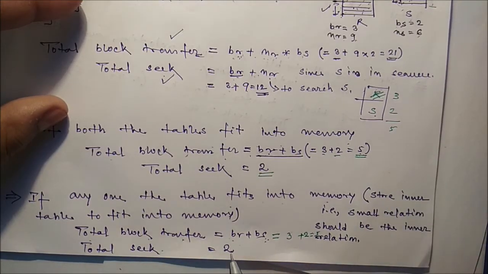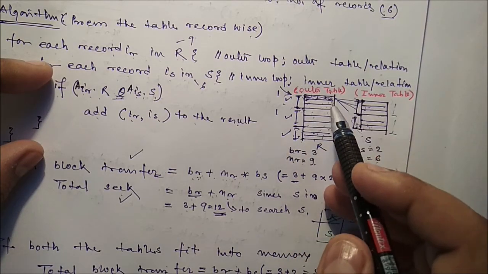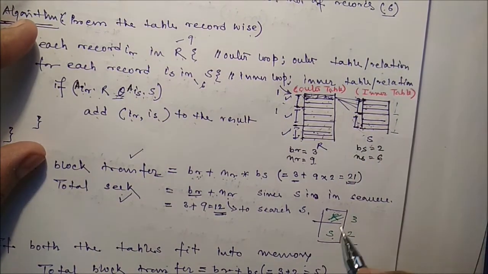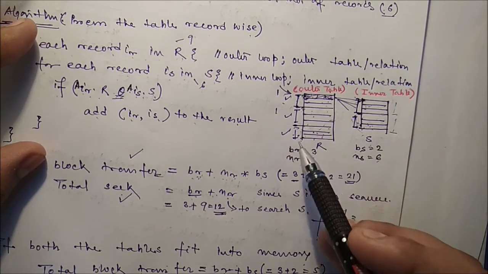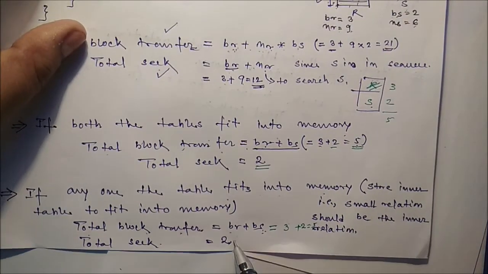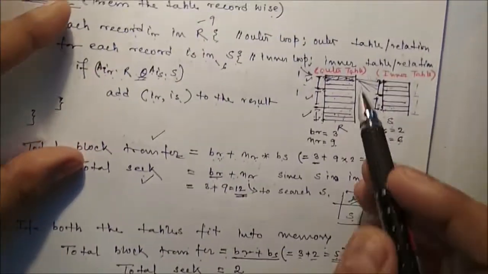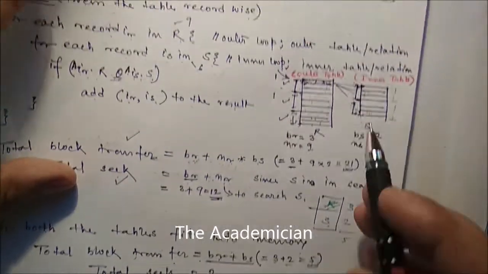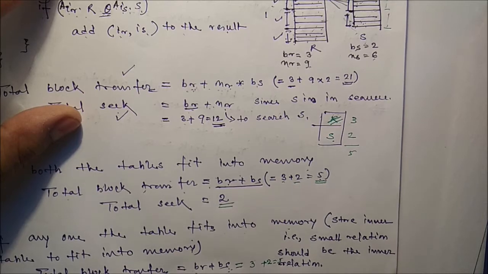Are you getting this one? And the total seek time is 2. First of all we have to identify where this particular table is, which needs one seek, and then we transfer it. After that we have to select this block, and this one and this one. So the total seek should be BR plus 1. BR is the number of blocks, so block number 1, 2, 3. The 1 is for one seek time for this particular table. BR is 3, so 3 plus 1 is 4.